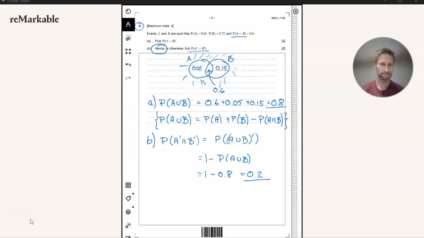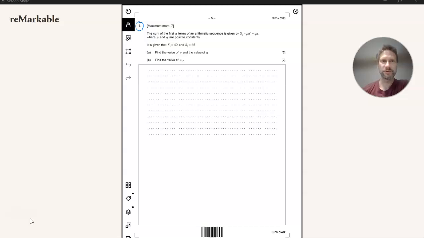Moving on, whenever my hardware gets ready, to question 3. In this case, we have the sum of the first n terms of an arithmetic sequence is given by this expression. So the hard thing here, this is a little bit more tricky. The hard thing here is this is quite unusual, that we get a formula to calculate the sum of the first n terms. So it's kind of starting off the wrong leg, but it turns out to be surprisingly easy. So let's just attack it.